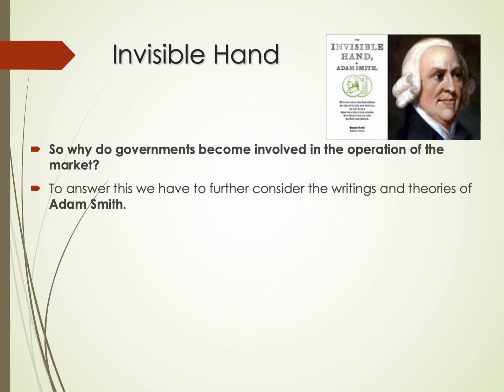Now I'm going to go back to this lecture, to this slide. Why did the government become involved in the operation of the market? That's because the government had to do this. We do have several types of governments. We have a mixed economy. In a mixed economy, like in Canada, we are a mixed economy.